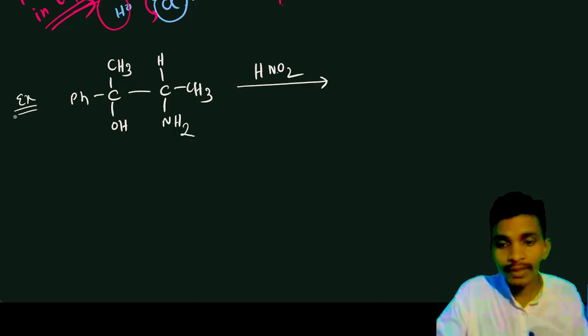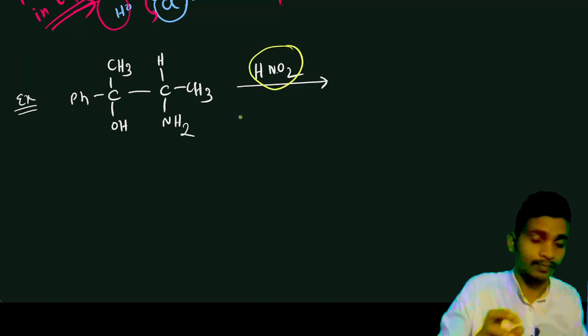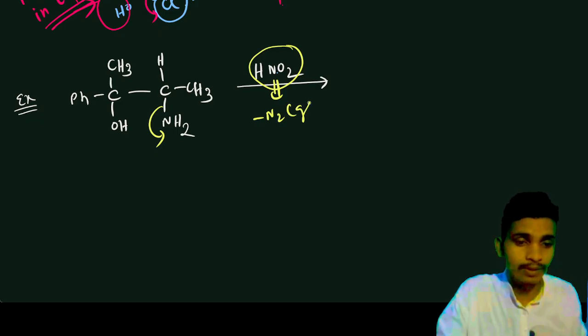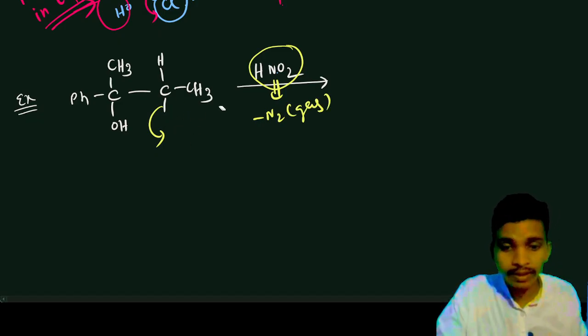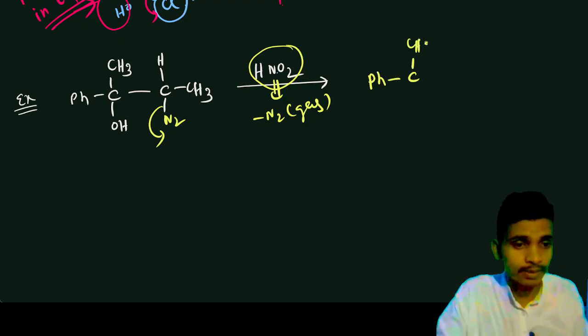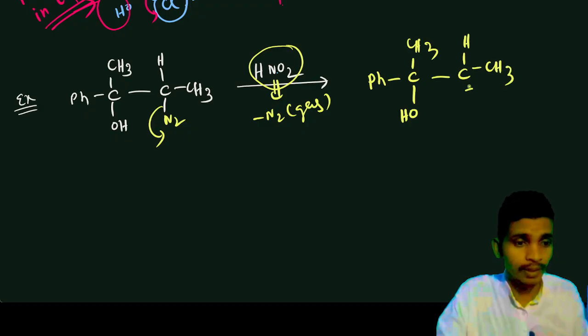The first example: this is Ph, CH3, and OH, and NH2 is there. Now with HNO2, we know the chain of rearrangement. Whenever NH2 is there, it is converted into nitrogen gas and leaves as N2. NH2 itself does not leave; it is made into N2 gas and then leaves. We have already discussed that. So we get PhC with CH3 and H, and here we have a positive charge. Note that this OH never leaves; always the other group leaves.